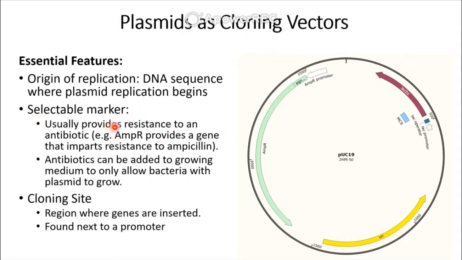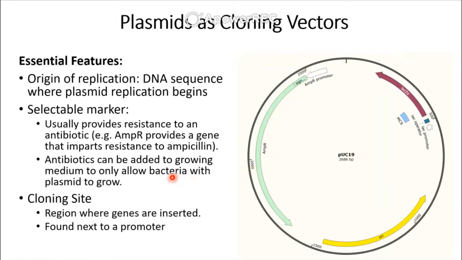The next is a selectable marker. They usually provide resistance to an antibiotic. And in doing so, we can select for only cells that have those antibiotic resistance genes. In this case, we have the antibiotic resistance gene for ampicillin, labeled as AMPR. Because AMPR is present in this pUC19 plasmid, if we were to transform with this particular cloning vector, only E. coli cells that contain pUC19 would become resistant to ampicillin.